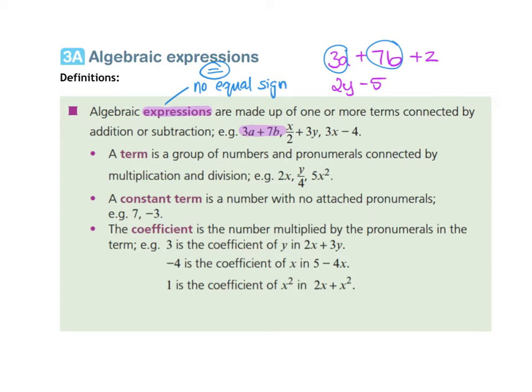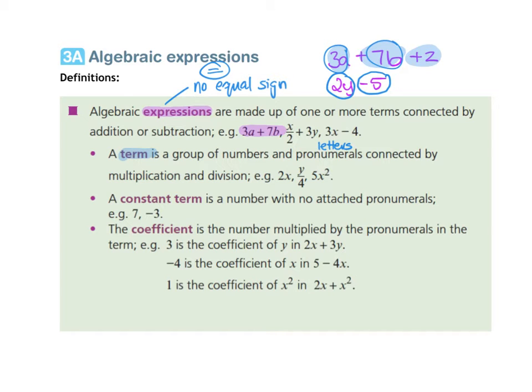Okay, so a term is all those little parts here. When I talk about a term, here's a term, there's a term, and that's a term. The sign that's in front of the number or the letter goes with the term. So see here, minus 5 is a term, and 2y is a term. A term is a group of numbers and pronumerals. Remember pronumerals, if you need to write it on the top, means the letters. We don't call it the letter, we call it the pronumeral in maths, okay? It just means the letter.